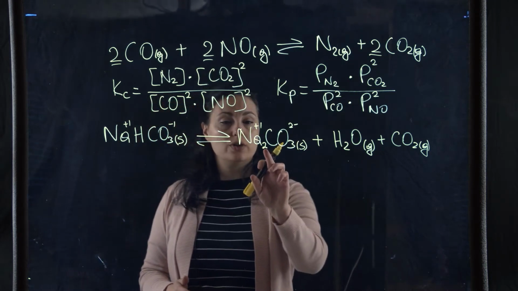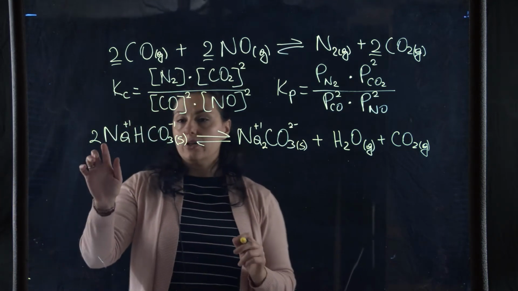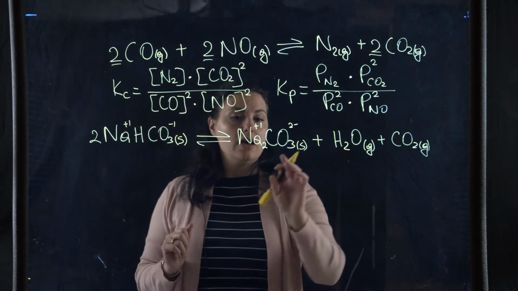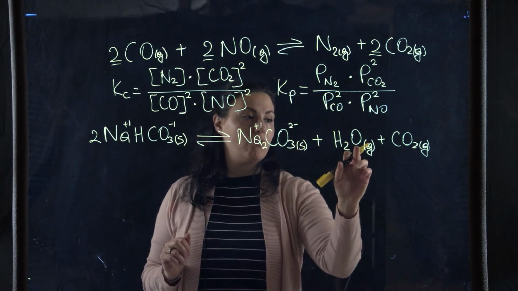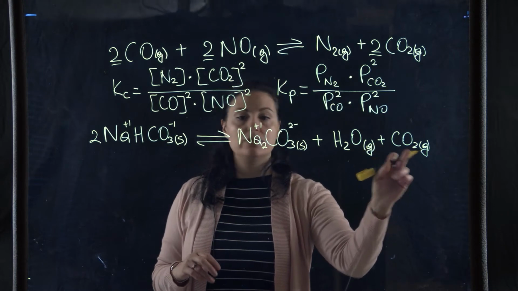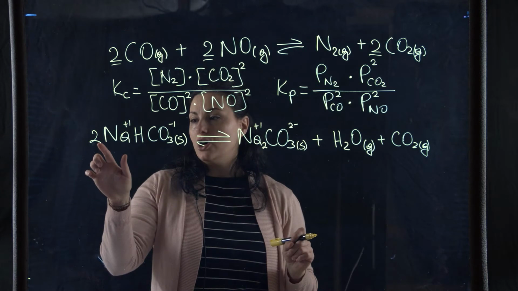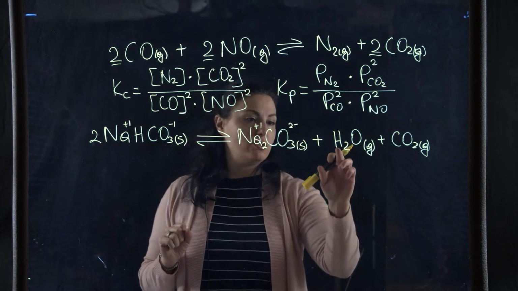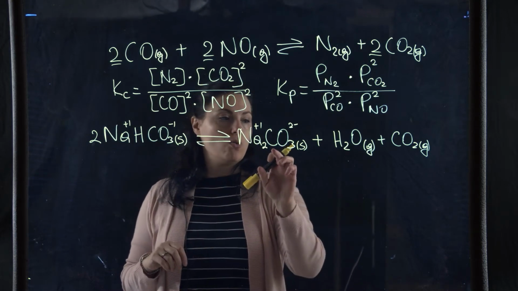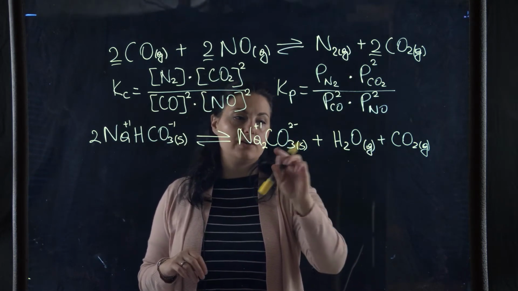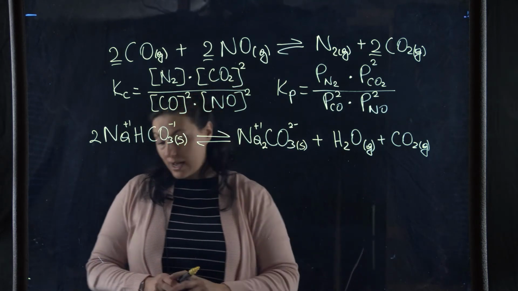Well, I have 2 sodiums over here and only 1 over here, so I need to put a 2. Now let's look at the rest of it. I have 3 oxygens plus 1 is 4 plus 2 is 6. 2 times 3, that makes 6 oxygens. 2 times 1 hydrogen makes 2. There's my 2 hydrogens. 2 times 1 is 2 carbons. 1 carbon here and 1 carbon here. That gives me 2 carbons, and I'm balanced out. So this is my reaction.